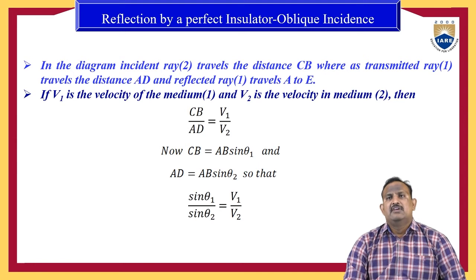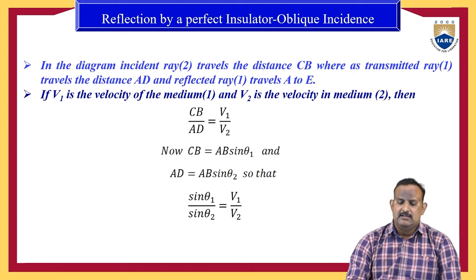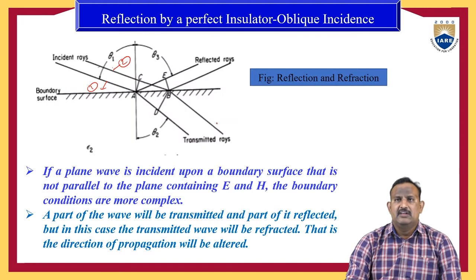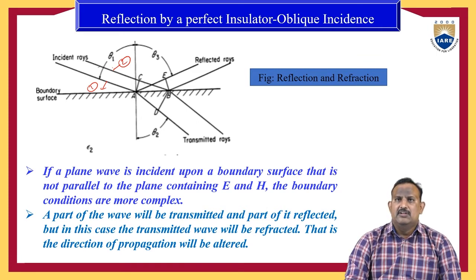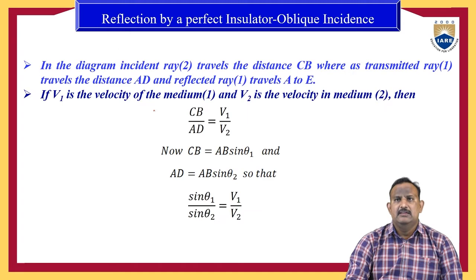Next, let us assume V1 and V2 are the velocities. V1 is the velocity in media 1 and V2 is the velocity in media 2. Then we can write V1 by V2 equal to CB by AD. From the figure, CB is the distance traveled by the ray in media 1 and AD is the distance traveled by the ray in media 2. Therefore, the ratio of the two velocities, V1 by V2, equals CB by AD.